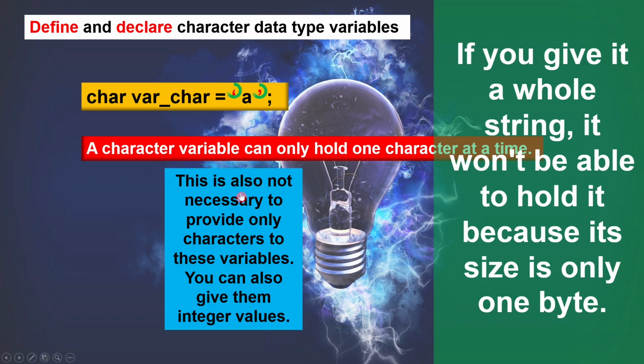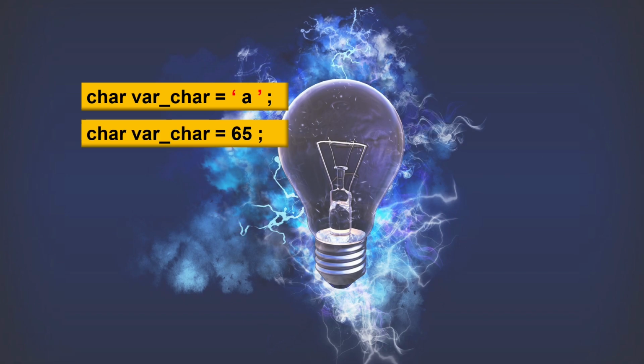If you give it a whole string, it wouldn't be able to hold it because its size is only 1 byte. Now, it is also not necessary to provide only characters to these variables. You can also give them integer values. As you can see, I have provided the value 65. When we print this value, it will behave like a character. When we attempt to print the content of this variable, we receive a character rather than an integer.